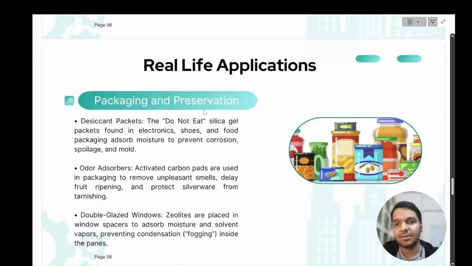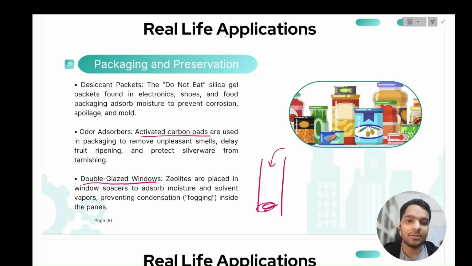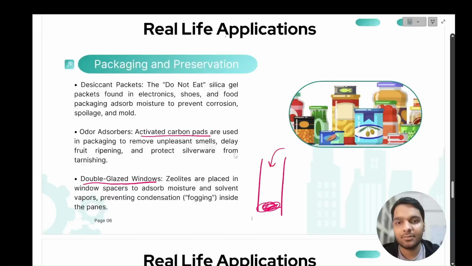Now the next application, packaging and preservation. You may have seen those "do not eat" silica gel packets. These are there to remove the moisture from the packaging so that spoilage can be prevented. Next we use odor adsorbers, activated carbon pads, so that we can remove the unpleasant smell from the material and prevent the fruit ripening. Also we do use zeolites in double gate windows, windows like this, we put zeolites in between them to adsorb the moisture between them.